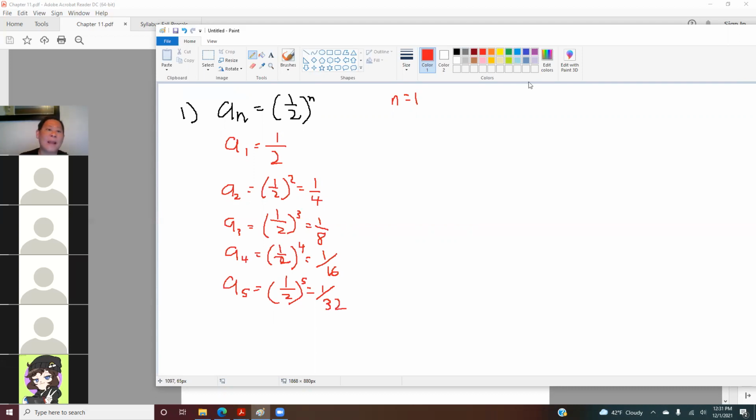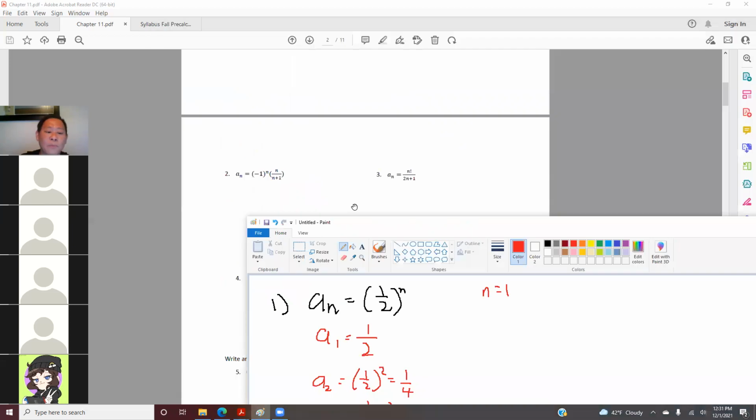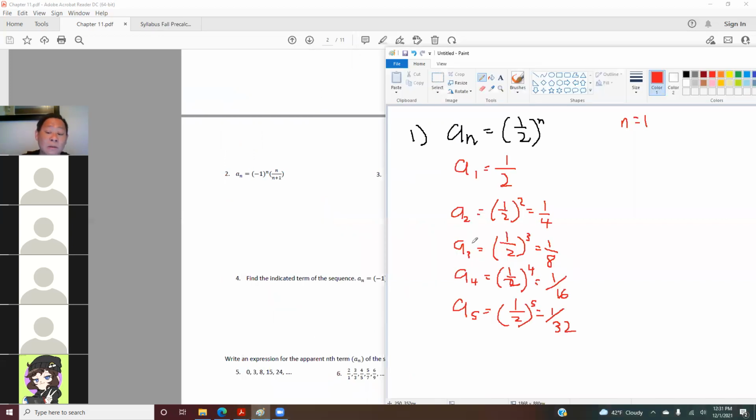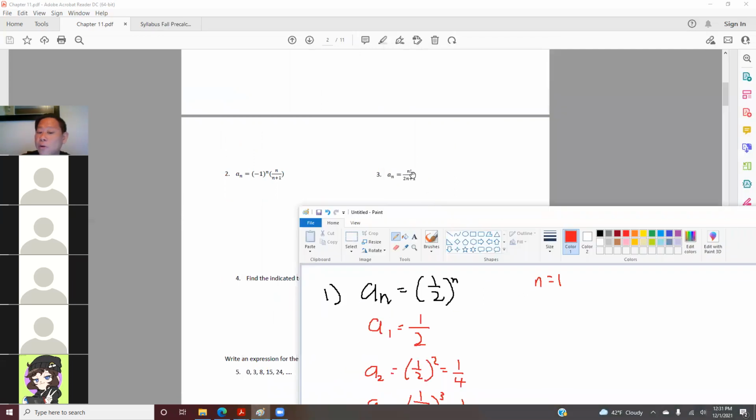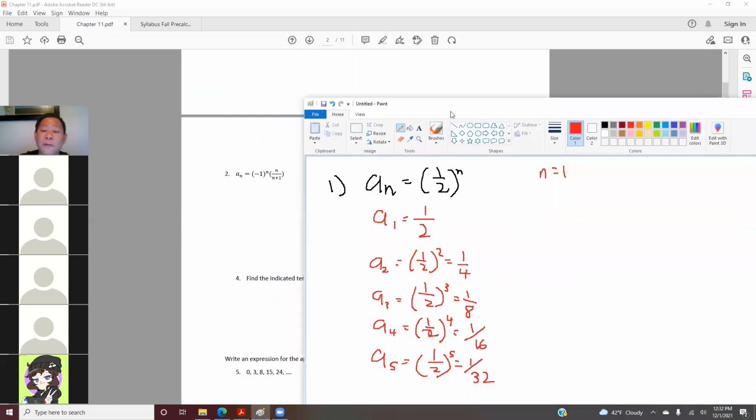This is the same thing that happens in questions 2 and 3. You just need to plug in n becomes 1, n becomes 2, n becomes 3, n becomes 4, and n becomes 5, and you will get your answers. Don't forget the factorial in this case. You just need to multiply them. Okay. So this is pretty much straightforward.